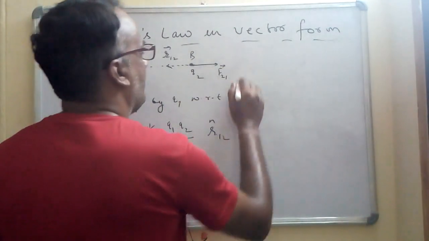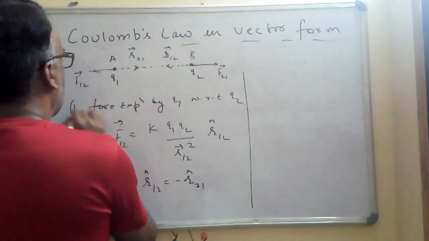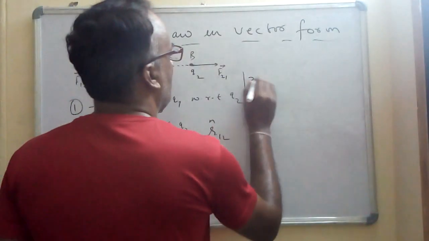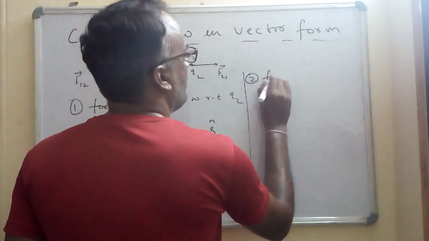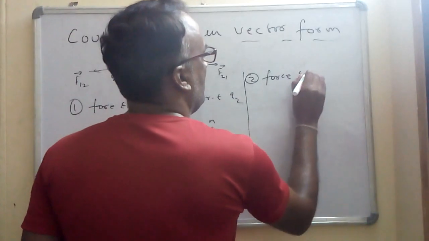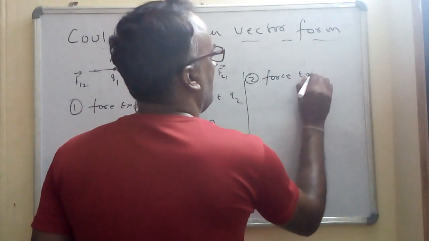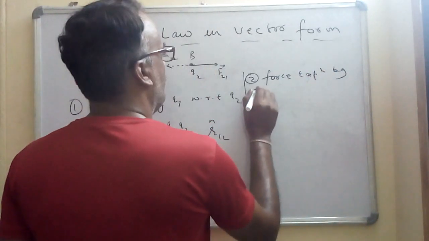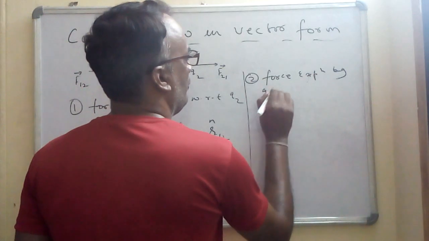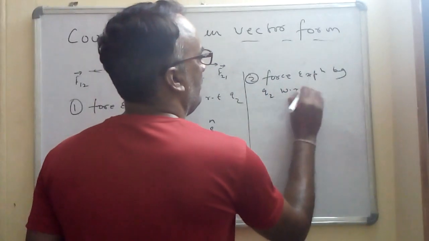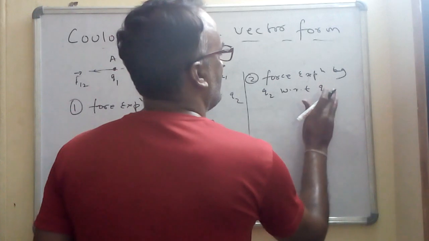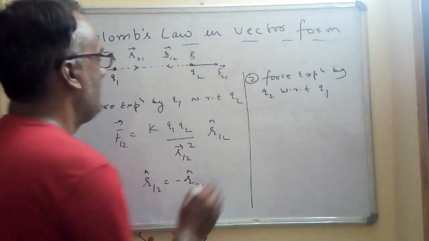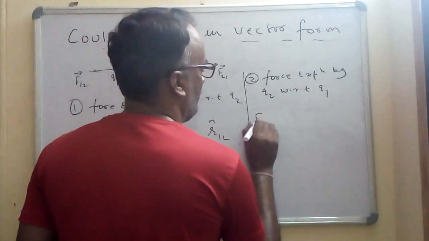Suppose now this one is what is the force experienced by Q1 with respect to Q2. Now the second case we will take: force experienced by Q2 with respect to Q1, or you can say the force experienced by Q2 by Q1. Okay, by Q1. So in this case we will have F21.